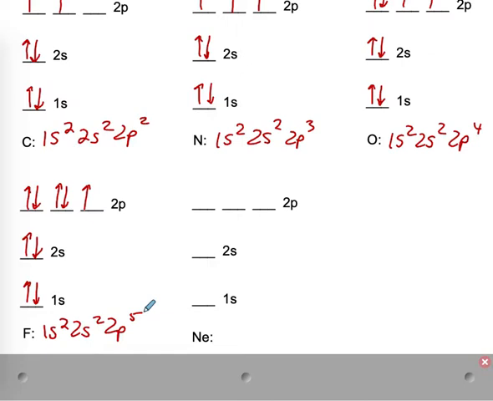Neon has 10 electrons. Hey, look, we're at the end of the second period. I wonder if that's significant. 1s2, 2s2, 2p6.